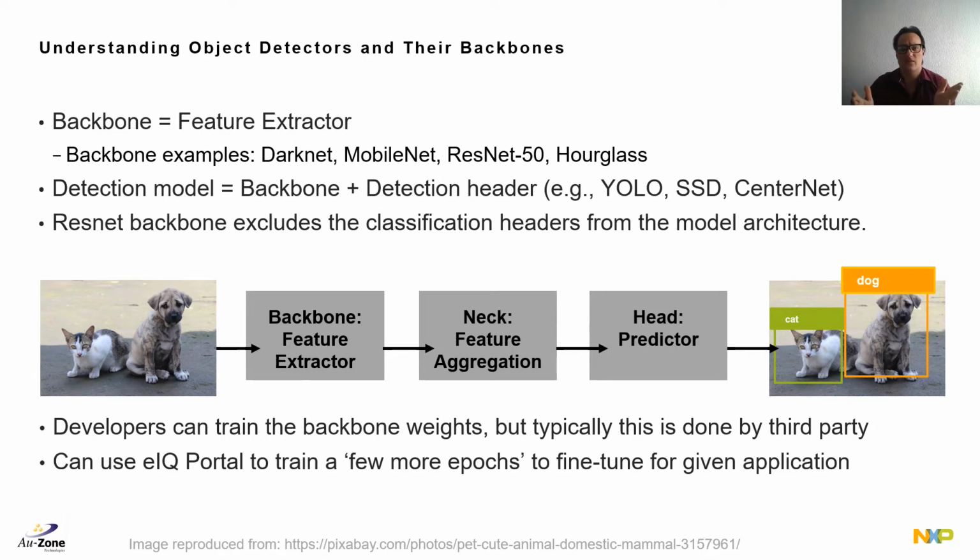Typically, you can find free backbones in public model zoos that come pre-trained with datasets such as ImageNet, so you won't have to train them from scratch. Let Google and others do this heavy lifting on their massive cloud-based machines. However, you also may want to do a little fine-tuning with specific datasets for your application domain. So the eIQ portal is a very good tool for doing this.